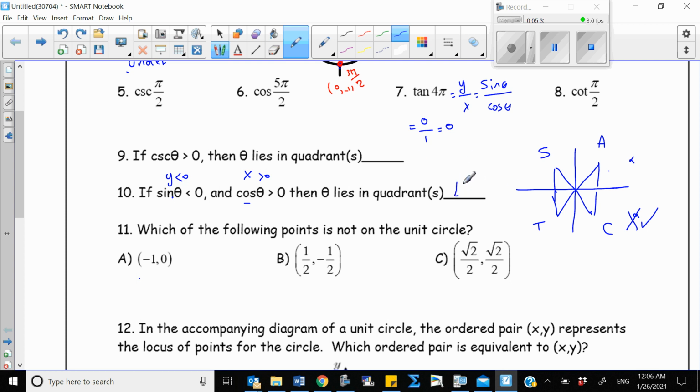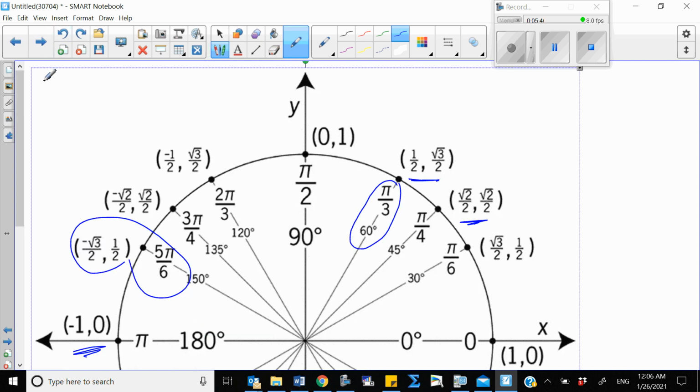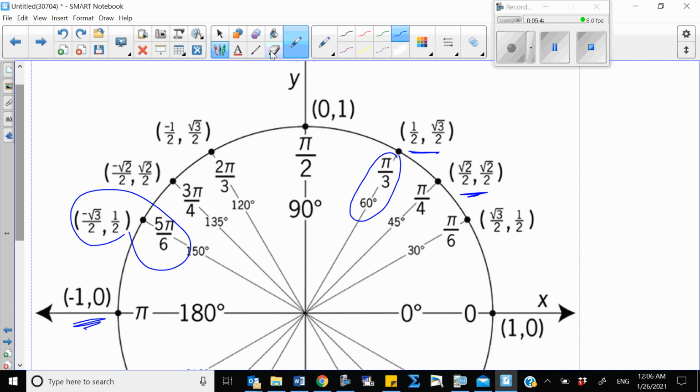So it's in quadrant 2. So using this bow tie trick, you can solve this kind of problems. For this problem, which of the following points is not on the unit circle? All you need to do is to look at the unit circle. I have put that here.